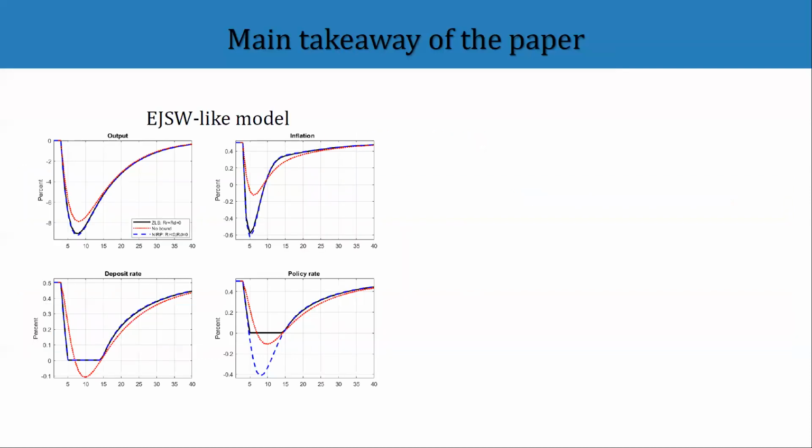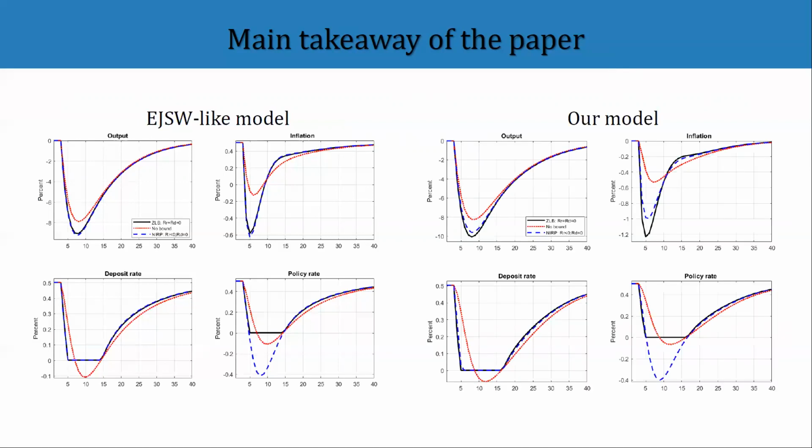In this short presentation, I will just show you one result. So on the left side, there are responses of output, inflation, deposits, and policy rate to a consumption preference shock in a model which is based on the same assumptions as Eggertsson and co-authors. And as you can see, the responses of output and inflation in the negative rate case, which is given by the blue dashed line, is always below the one which characterizes a zero lower bound model, so a model where the central bank does not reduce the interest rate into negative territory. And therefore, negative rates are always contractionary.